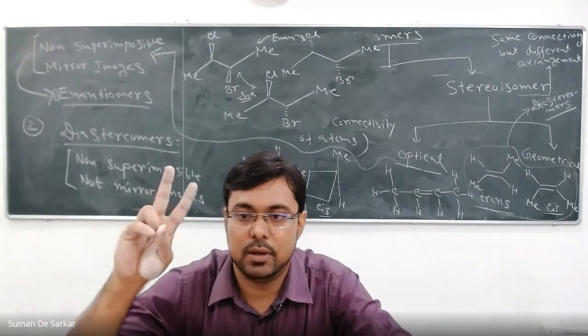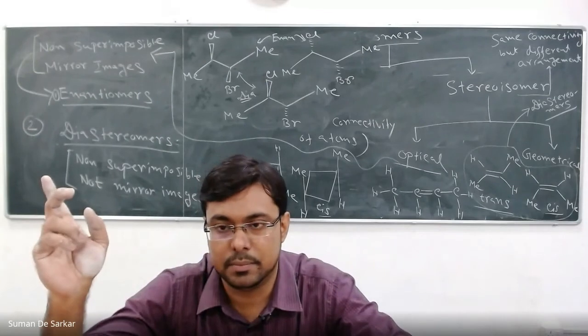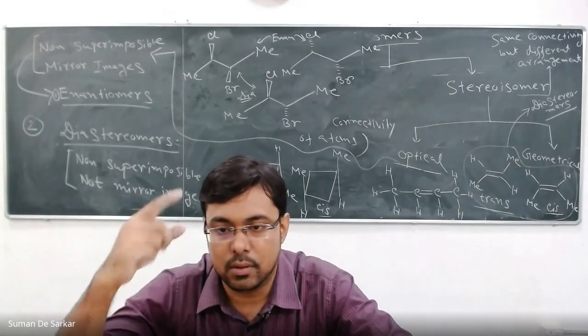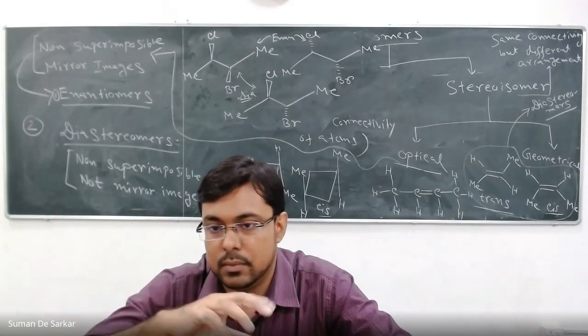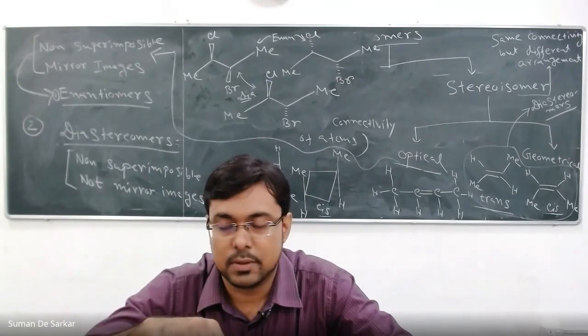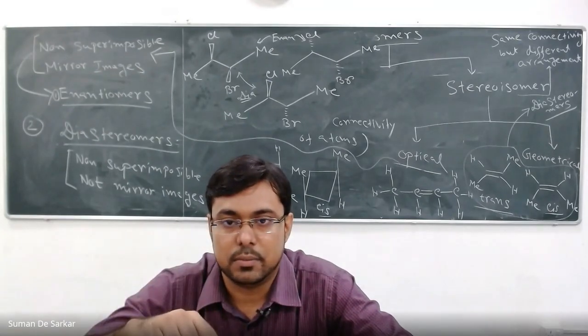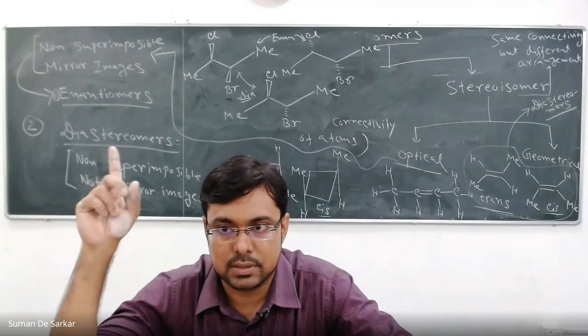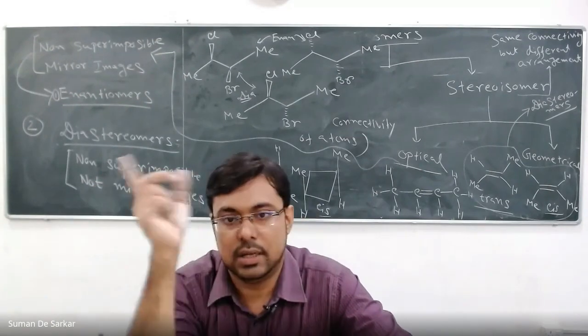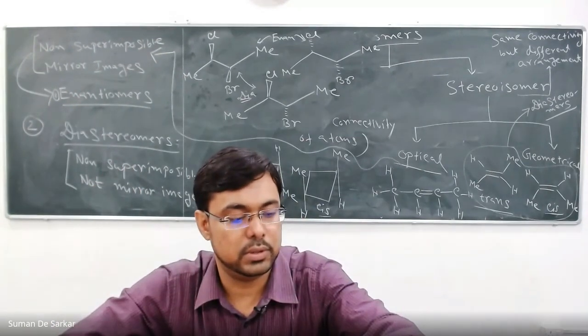Diastereomers are of two kinds, geometrical and optical, but enantiomers are only possible in optical. So geometrical enantiomers are not possible. Only optical enantiomers are possible. So enantiomers are present only in this part, but diastereomers are present in both categories.